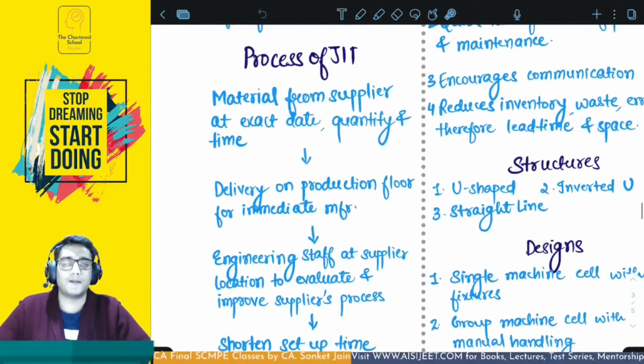Next is the process of GIT. So the first step is that the material from the supplier should be received by the organization at the exact date, exact time, and in exact quantity. You require the material to be delivered to your place by the supplier from the supplier's location on the exact date, time, and in exact quantity. Now the delivery should happen directly on the production floor so that you can use it for immediate manufacturing. There should be no time delay. As soon as you receive the resources, you're going to utilize them for manufacturing.